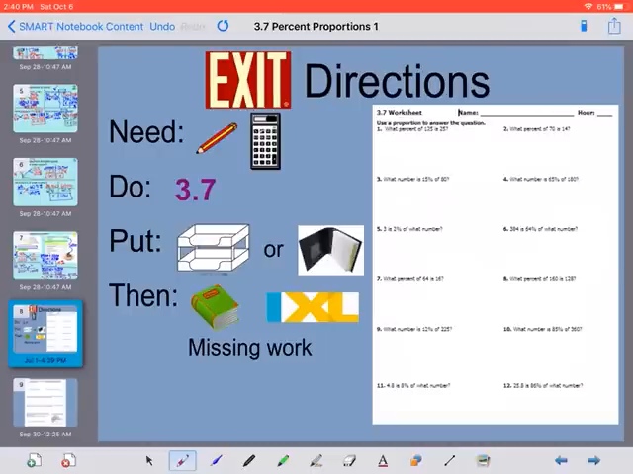Alright, your homework is here. Be careful if they're asking you for a percent on some of these. Make sure you list the percent symbol. Otherwise, they're just asking you for a number.